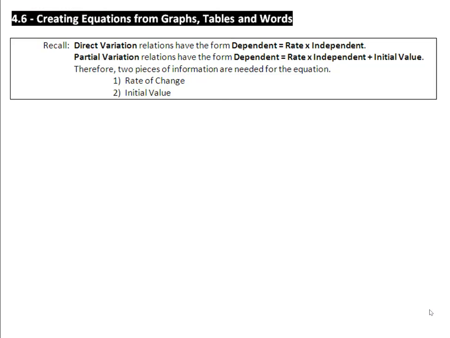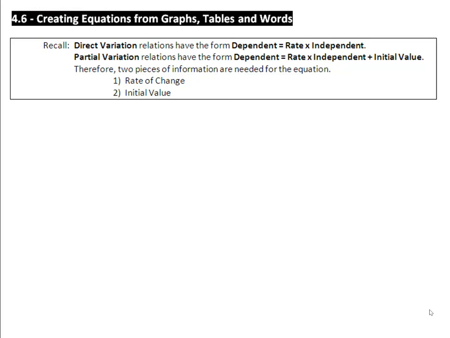This is Mr. Smith, and this is 4.6, creating equations from graphs, tables, and words. This is going to tie in the last two lessons that we've learned from our Learning at Home segments, which would have been 4.3 and I believe 4.4 or 4.2. One or two of those three, I can't remember exactly. So we're just going to do a little bit of review, and most of this is just an application of said lessons. Okay.